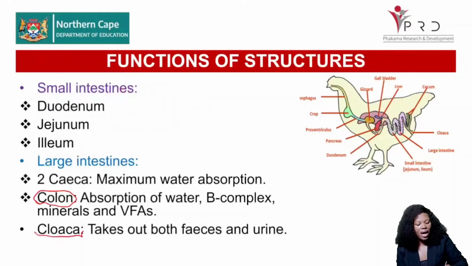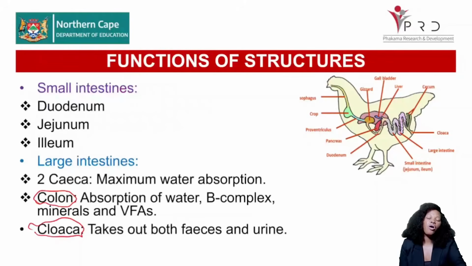And the last part of the digestive system of a fowl is the cloaca, which is responsible for taking out both the urine as well as the feces. That is why in general we say it acts as a urogenital system. Why? It takes out the feces and it also takes out the urine. So that is the function of a cloaca or a vent.